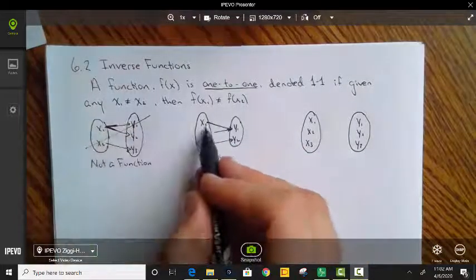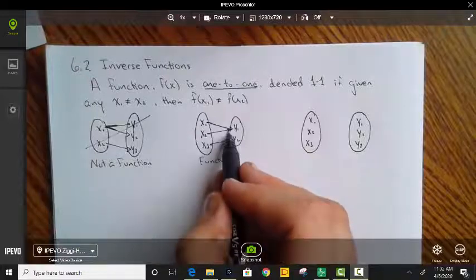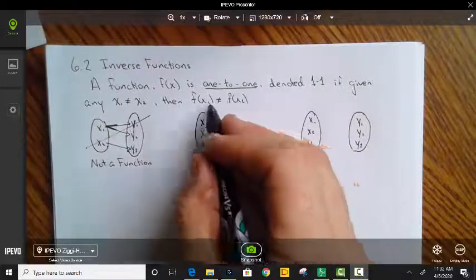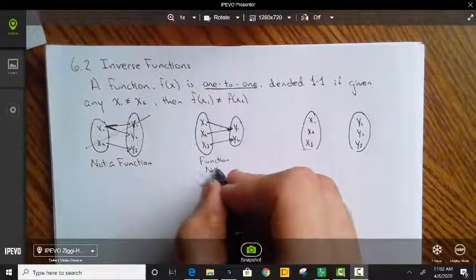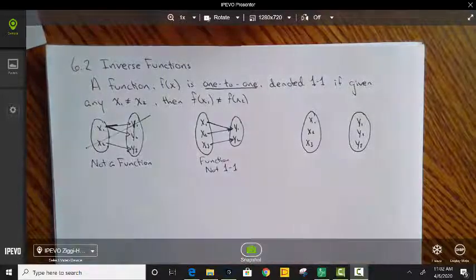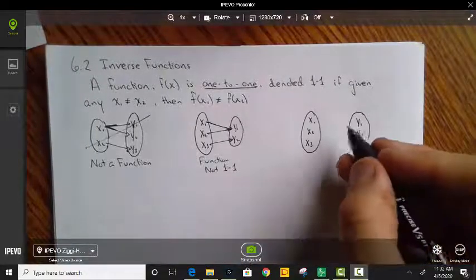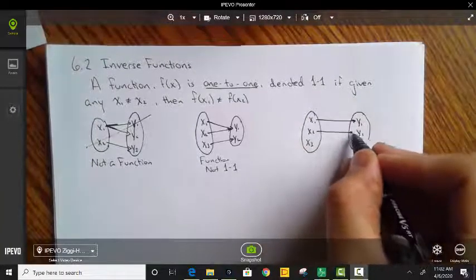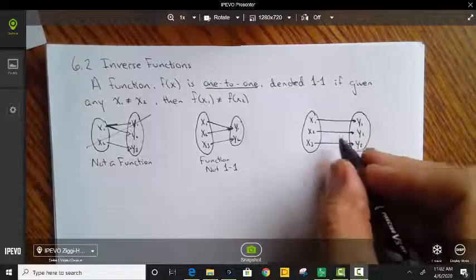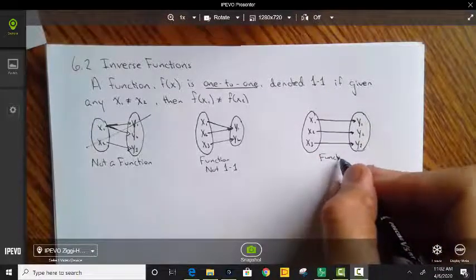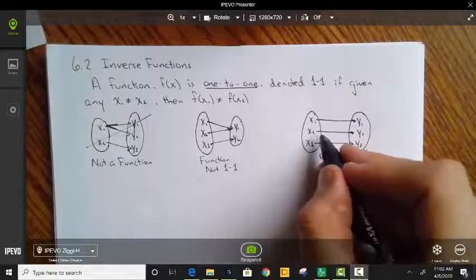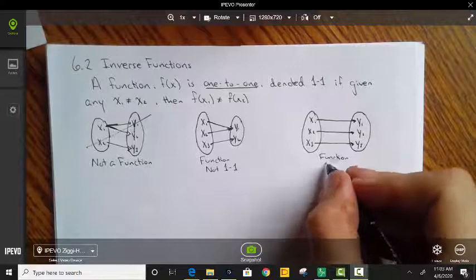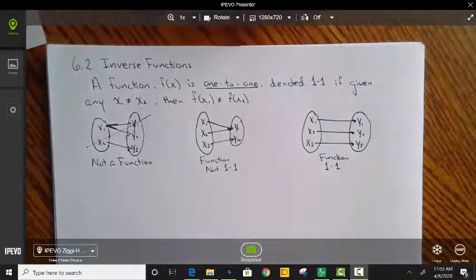However, x1 and x2 are not equal to each other, but notice they're being sent to the same y value. Or sorry, their y values are equal, which means that this is not a one-to-one relation. And then this last one here, if x1 is getting sent to y1, x2 is getting sent to y2, and x3 is getting sent to y3, this is a function. Every single x value is being sent to its own y value, and none of them are sharing a y value. So specifically, this is called a one-to-one function.